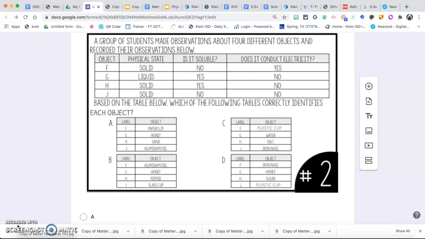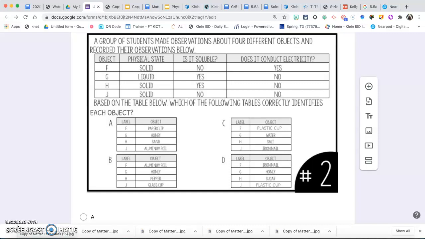Question 2. A group of students made observations about 4 different objects and recorded their observations below. Object, physical state, is it soluble, does it conduct electricity? F: solid, no, yes. G: liquid, yes, no. H: solid, yes, no. J: solid, no, no. Based on the table below, which of the following tables correctly identifies each object?